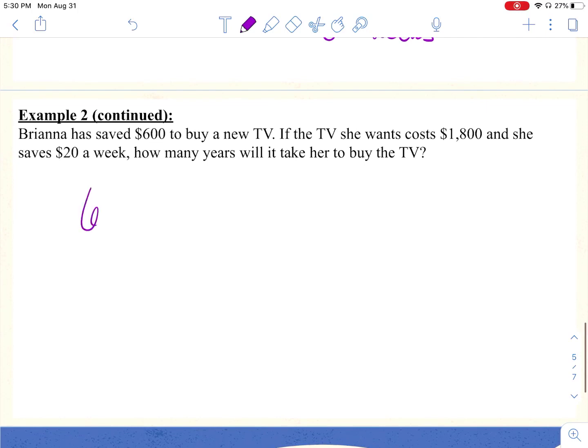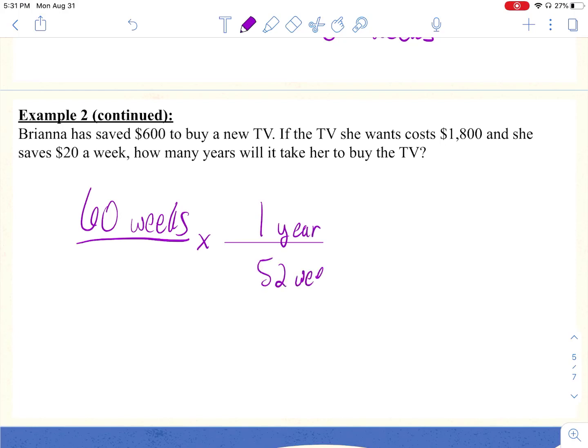So we have 60 weeks. We're going to multiply this by a fraction here. The first thing we want to ask ourselves is how many weeks are in a year? In 1 year, there are around 52 weeks. So we're going to put 1 year, and then we're going to put 52 weeks in the denominator. And now because we have weeks in the numerator and the denominator, those are going to cancel out.